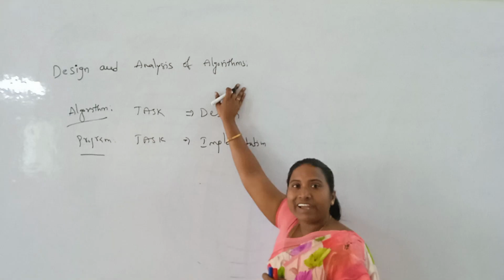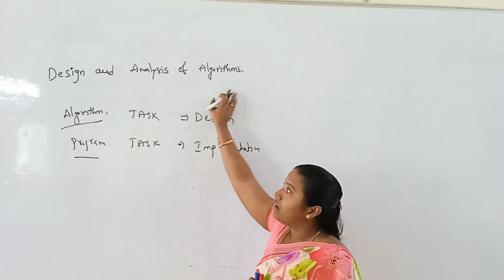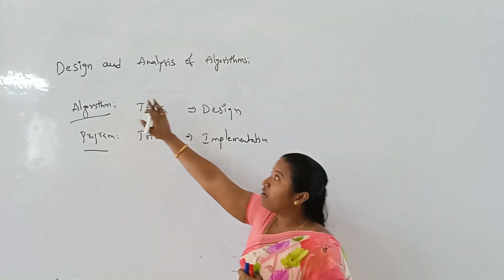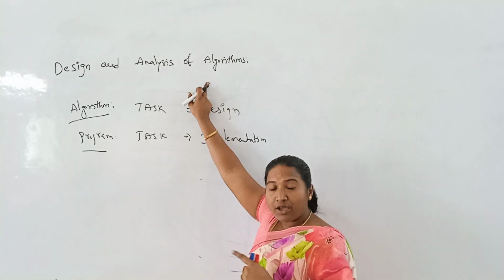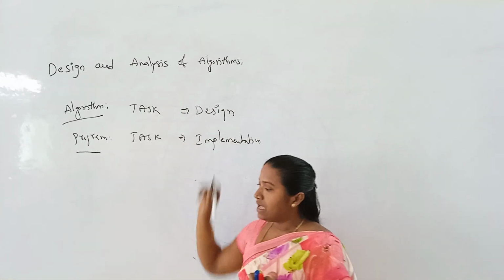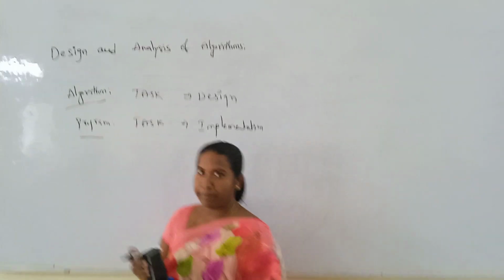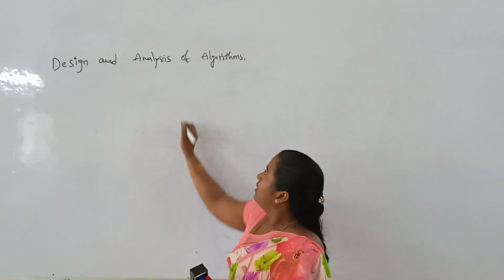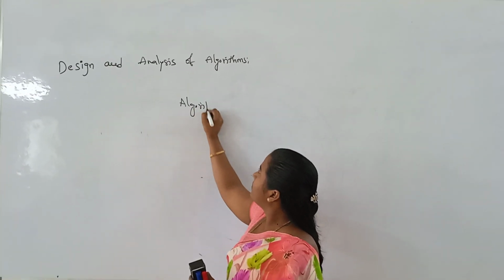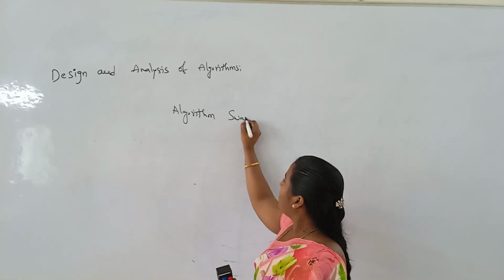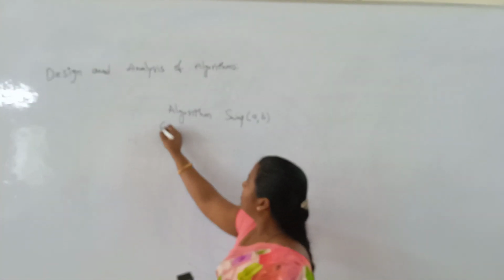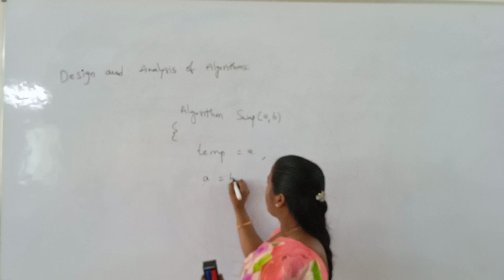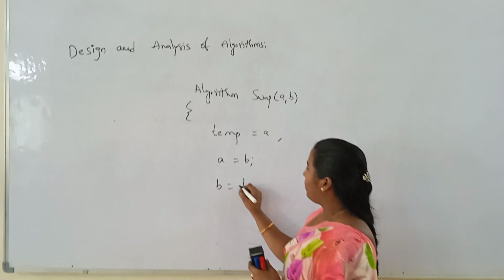Now the subject title: you will be understanding about design and analysis of algorithms. What do you mean by that? We will design the algorithm and we will analyze the algorithm. Now we will take a simple example. Algorithm swap(A, B): temp = A, A = B, B = temp.